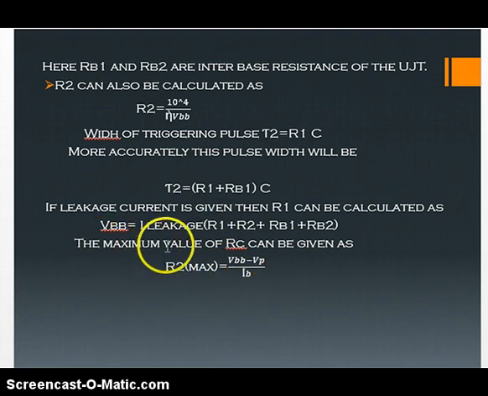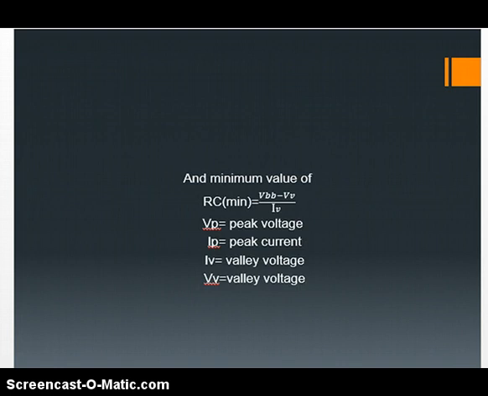The maximum value of RC can be given as RC maximum equals VBB minus VP divided by IP. Similarly, the minimum value of RC is given by RC minimum equals VBB minus VV divided by IV, where VP is the peak voltage, IP is the peak current, VV is the valley voltage, and IV is the valley current.